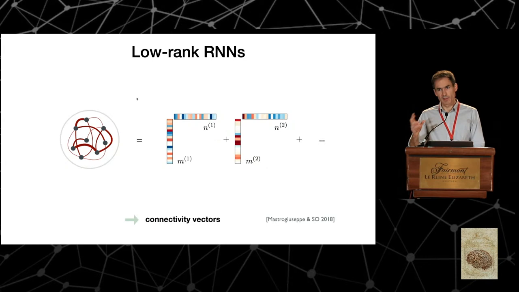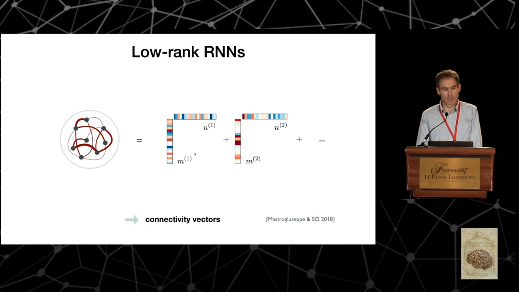Okay, so this lower rank structure means that the connectivity can be actually described in terms of a small number of vectors over neurons, which come in two types. So we have column vectors and row vectors, and these are in principle different and play different roles. And they fully determine the connectivity.